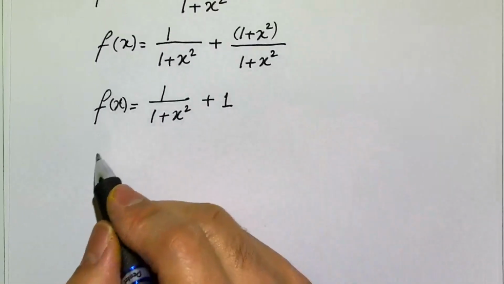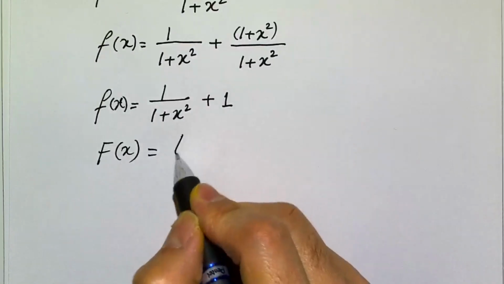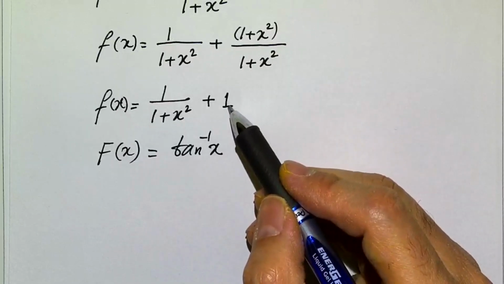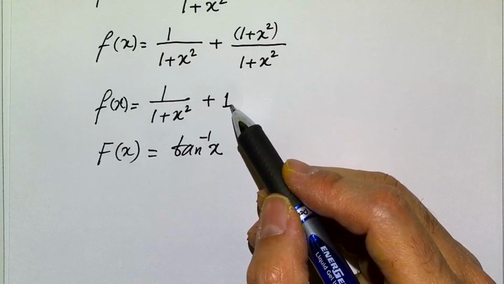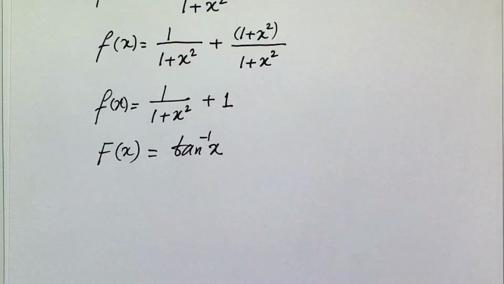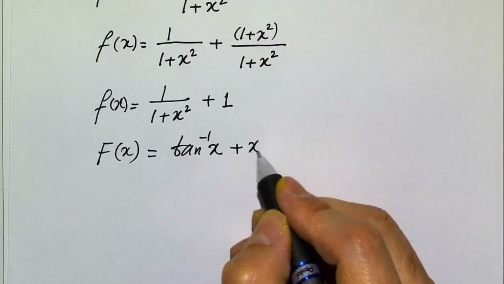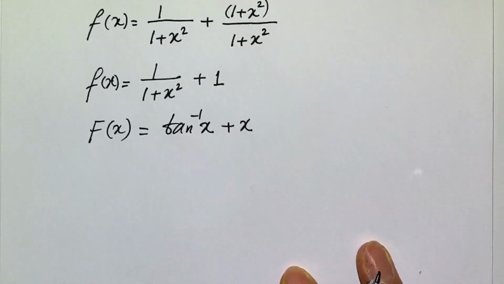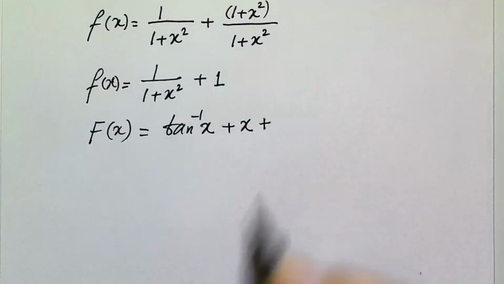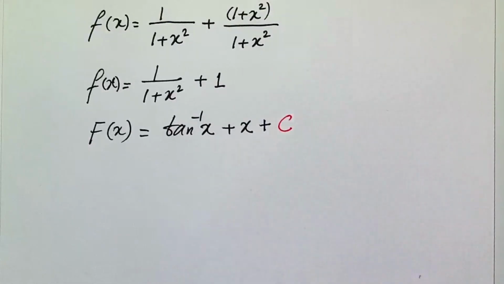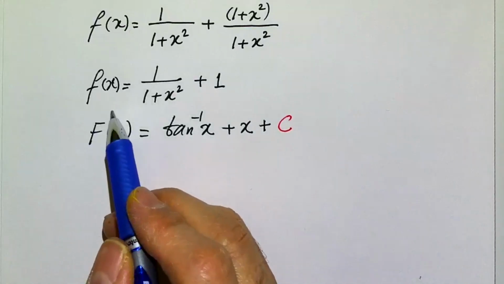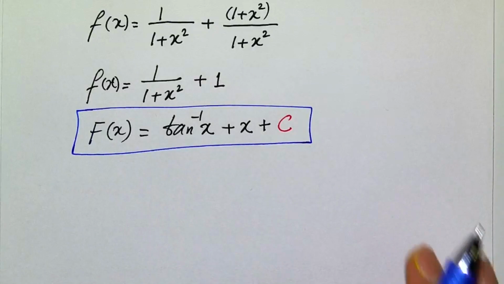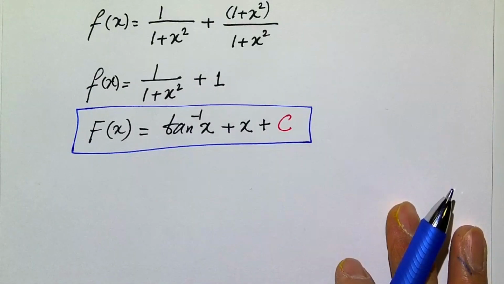So this will be inverse tangent of x for that piece. What about this one? What term has a derivative equal to 1? x, right? Plus x. Can I end it there? What do you think? I can't, right? I need to add something else to it. What would that be? The constant term, right? The one piece that we don't know what it is yet. All right, so that should be that.